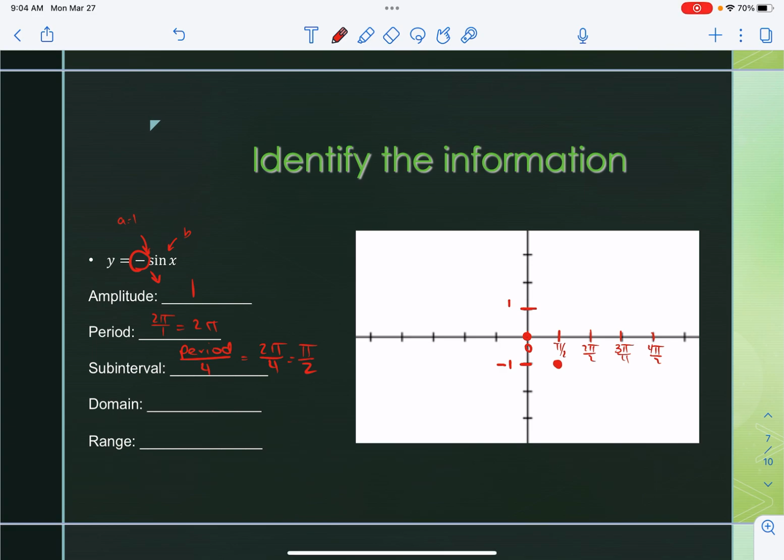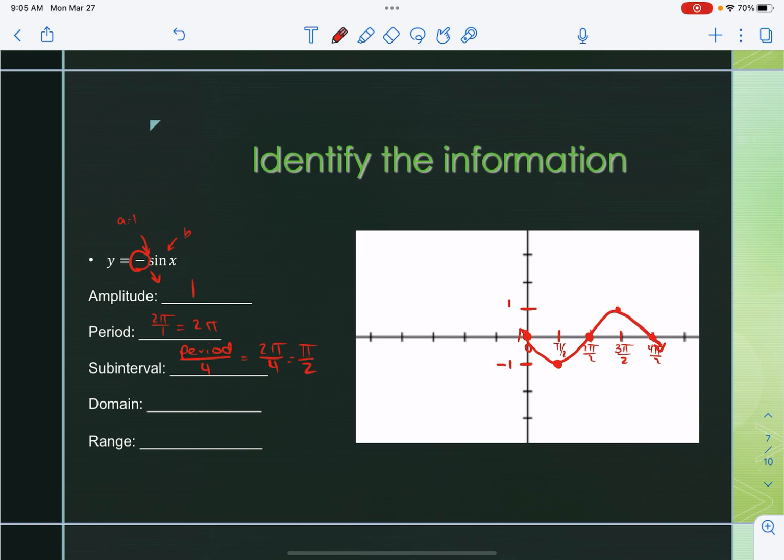So negative sine of pi over 2, sine of pi over 2 is 1 times the negative is negative 1. Then we're going to go back up because sine of pi is 0 times negative is still 0. And then 3 pi over 2, I apologize. And sine of 3 pi over 2 is negative 1, but times a negative 1 is 1. And then it will be 0. So here is one full interval.